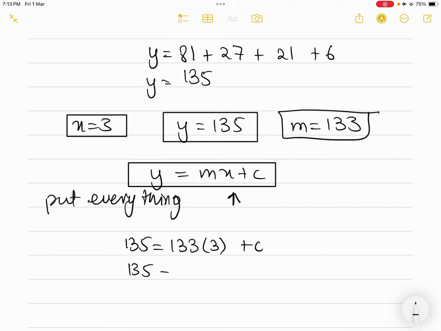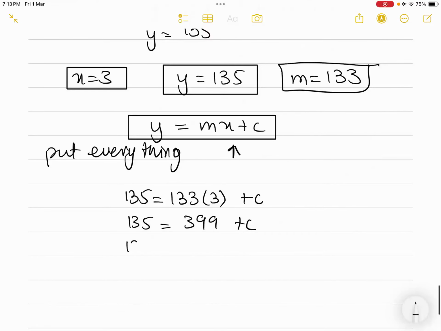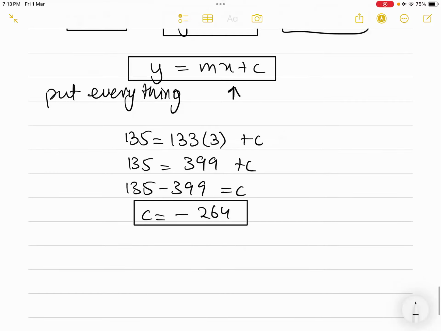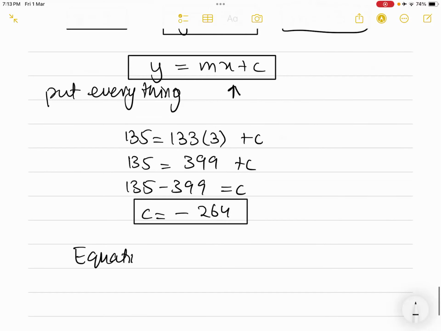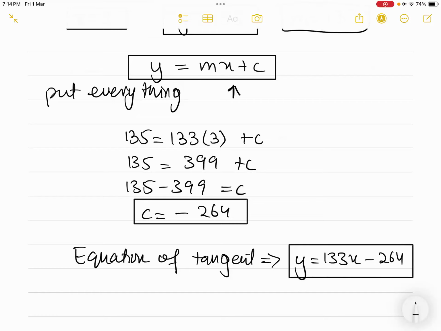So 135 is 133 times 3, which is what? 399. 135 minus 399 is equal to c. So c is 399 minus 135, how much? 264. So now the equation of the tangent is y equals 133x, and the value of c is minus 264. That is your equation of tangent for this question.